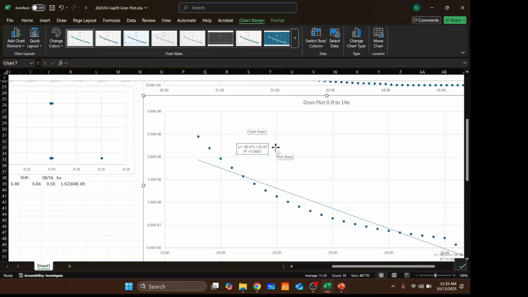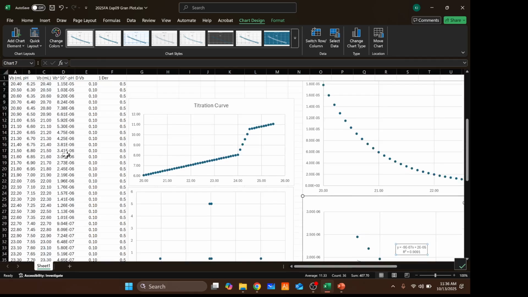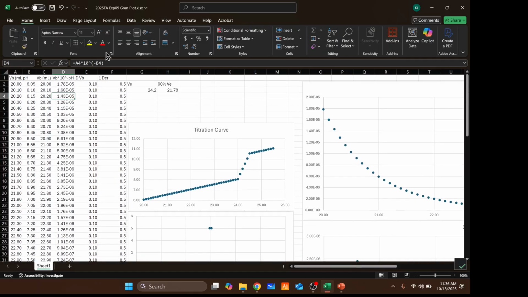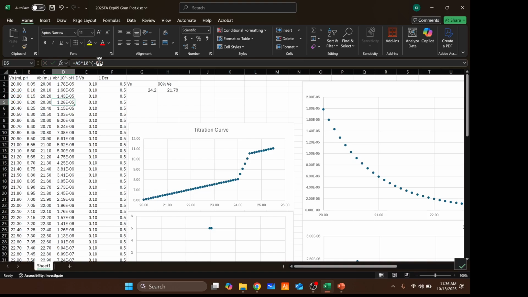It should always be a negative slope for this. If it isn't, then you have done something incorrect. Likely you did not put a negative value right there. Negative pH, yeah. Because remember, your values are going to get smaller as your pH grows, right?